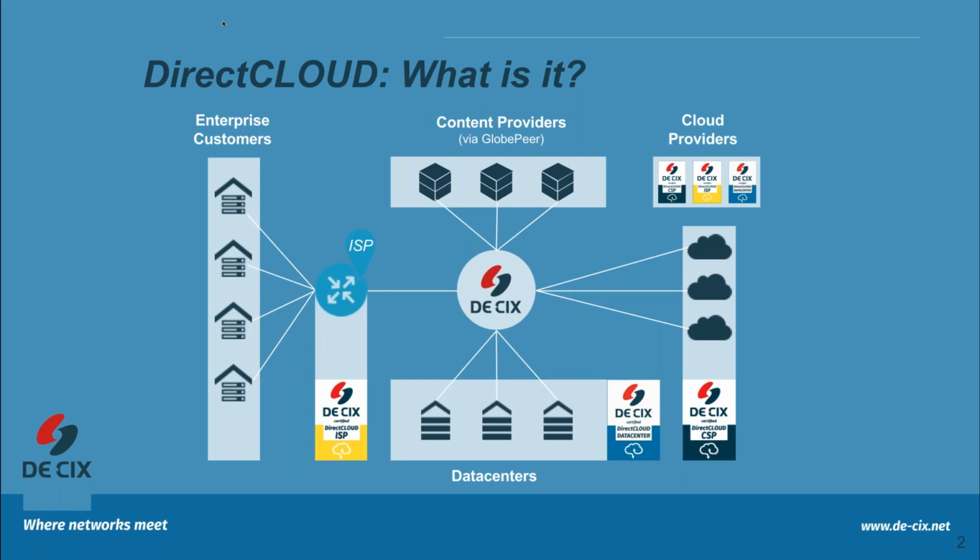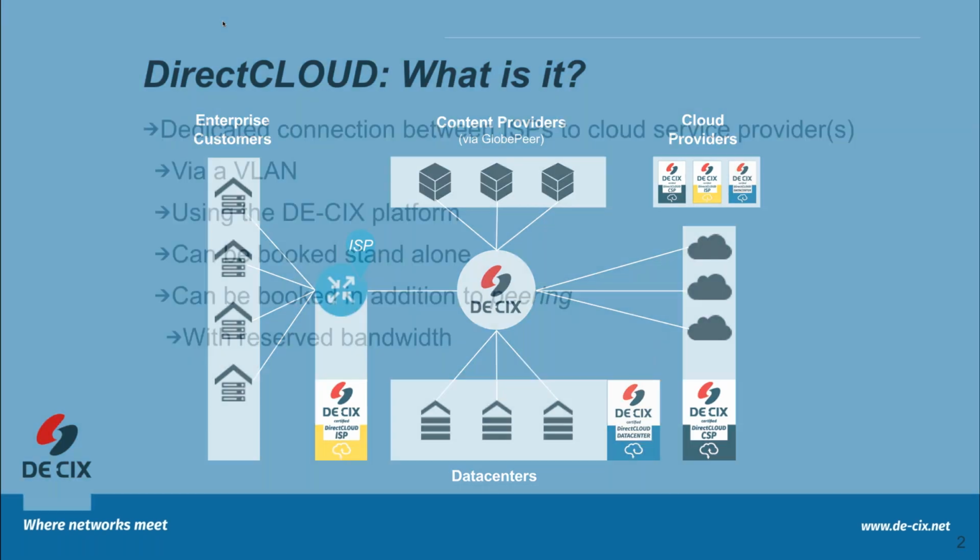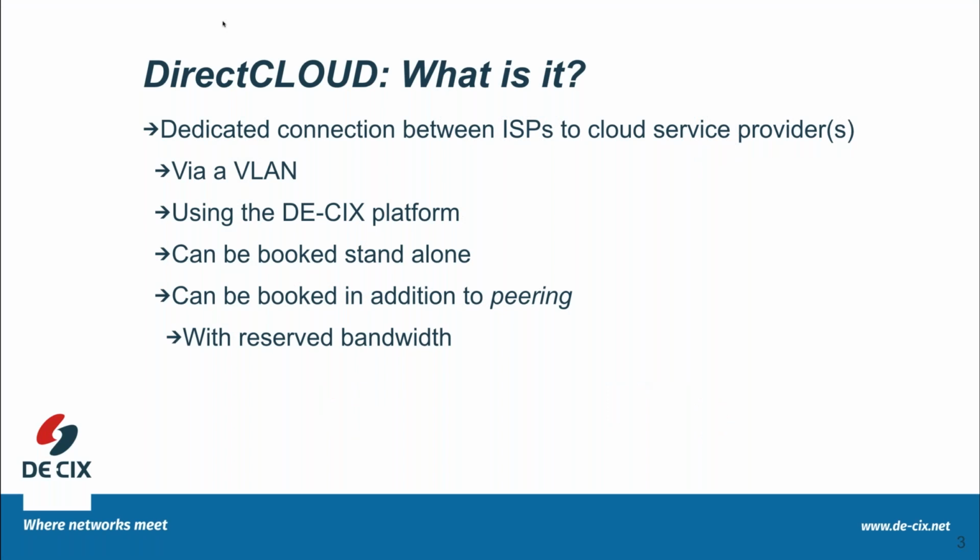And what you see right now is a rough overview of this architecture. We have ISPs with enterprise customers, connecting them to content providers via, for example, the Globe Peer product, and also to cloud providers. So we have a lot of these cloud providers connected to the platform. Microsoft Azure is just one of them. How do we do this connection?